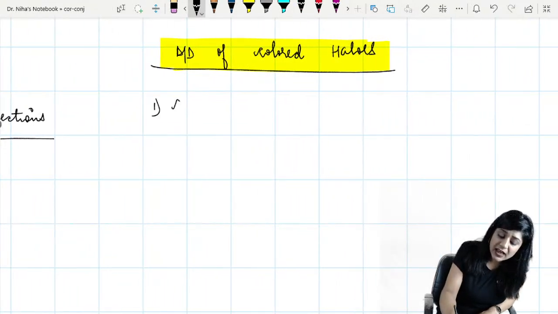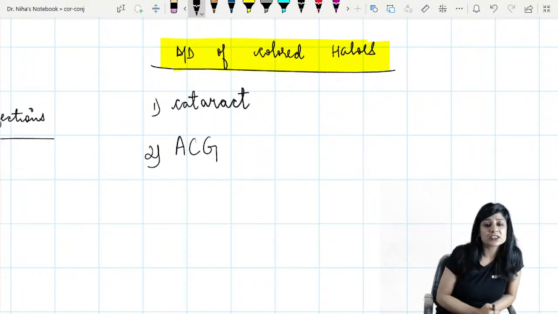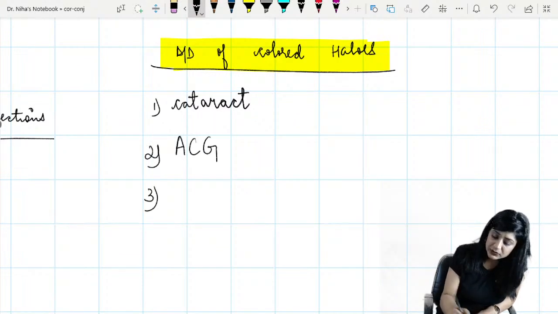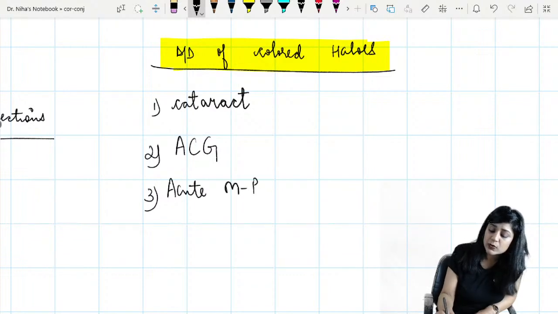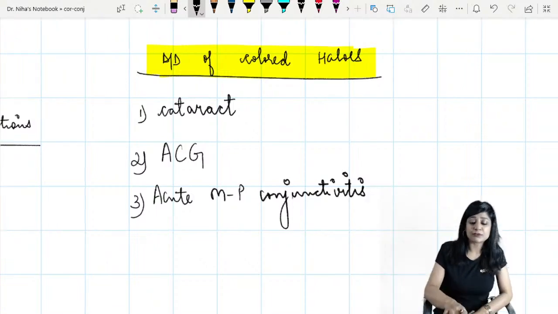Number 1 is a cataract. Number 2 is a glaucoma. Which glaucoma? Acute congestive glaucoma. And number 3 is this one that we were talking about, acute mucopurulent conjunctivitis. So whenever you are getting an OPD case of conjunctivitis, it is these things that you have to look for.